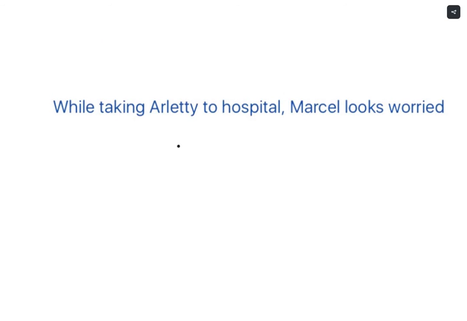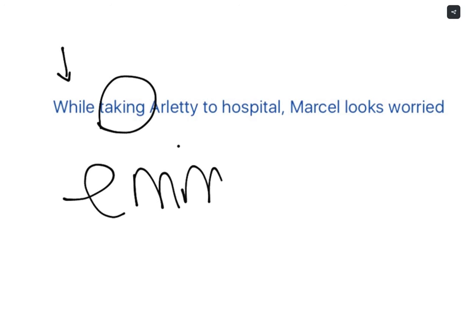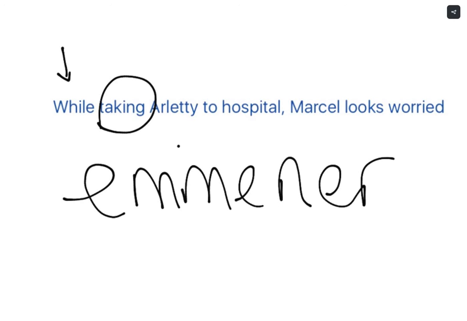And one last example. While taking Arletty to a hospital, Marcel looks worried. So again, you're going to be using your en for this one. And then "taking", the verb we're going to be using is this one: emmener. Okay, so the nous form is going to be nous emmenons.